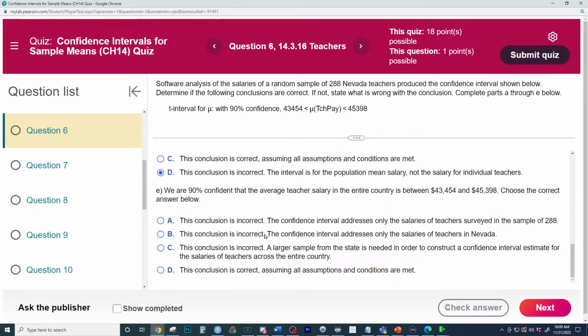We are 90% confident that the average teacher's salary in the entire country is between this and this. Now that's a scope issue, it's not for the country. So that's the wrong context. They're purposely messing up the context right here.